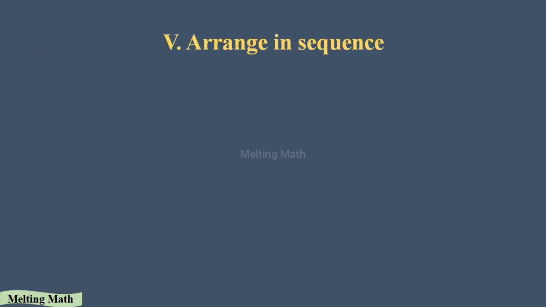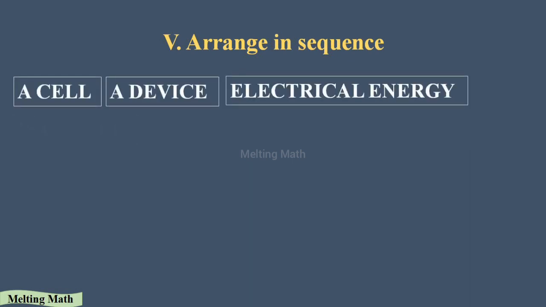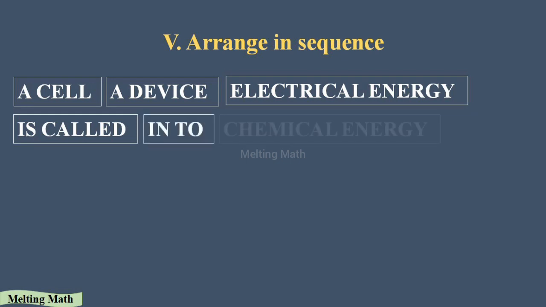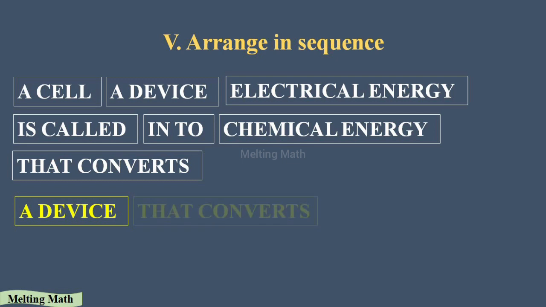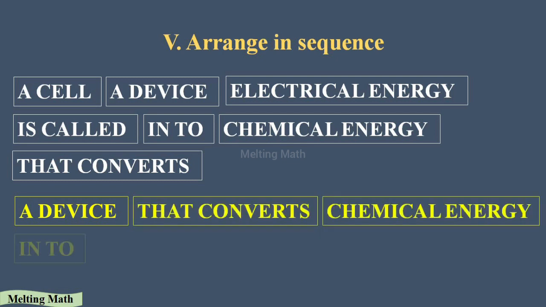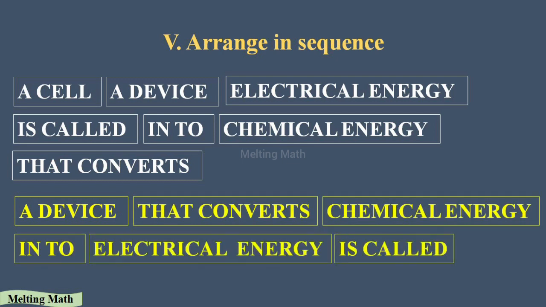Okay, first read the question. A cell, a device, electrical energy is called into chemical energy that converts. So can you have any idea from this question? I will give one clue. It is from the definition of a cell. Okay, so what is the definition of a cell? If you know the definition of the cell, you can arrange it in an easy manner. Okay, let's arrange it. A device that converts chemical energy into electrical energy is called a cell. Okay, this is the correct arrangement of this question.